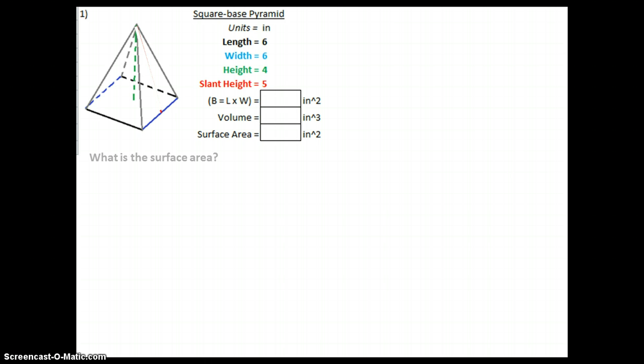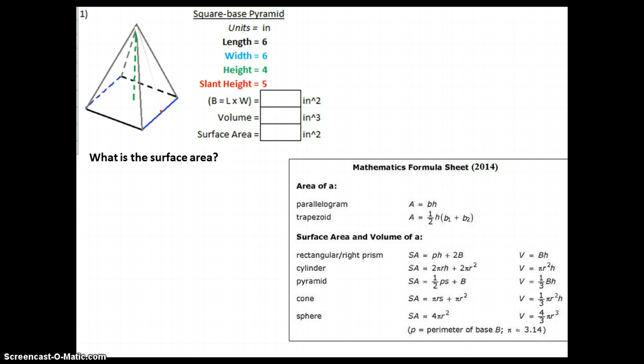So let's talk about the surface area of the pyramid. And remember, surface area is in square units. It's the number of squares it takes to cover the skin of this object. And here's how we calculate it. There's your formula sheet. There's the specific formula we're going to need.